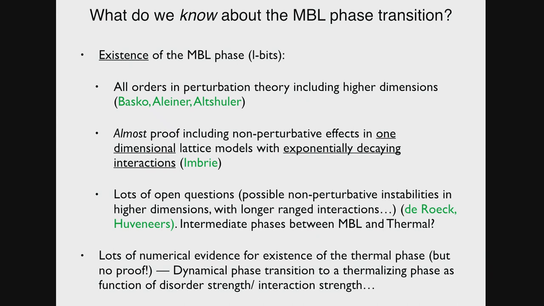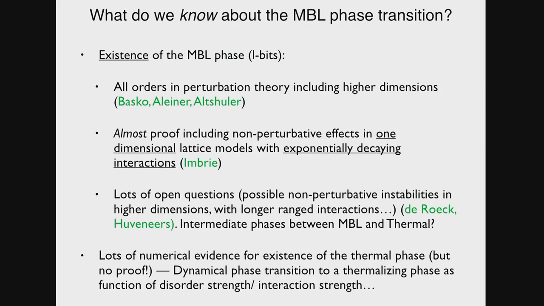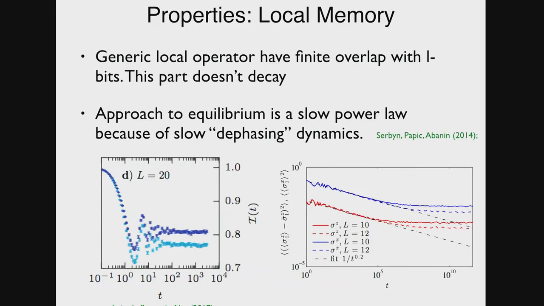Okay. So in the early days of MBL, one game that was played a lot is let's just start with this phenomenological model for the L bits. So you have these L bits, you have these exponentially decaying interactions between them, and try to infer what properties does it imply about the properties of the MBL phase, knowing that that's our model, okay? So one property that I already mentioned to you is this persistence of local memories, okay?